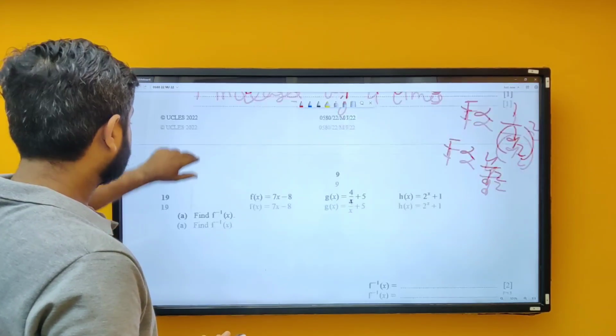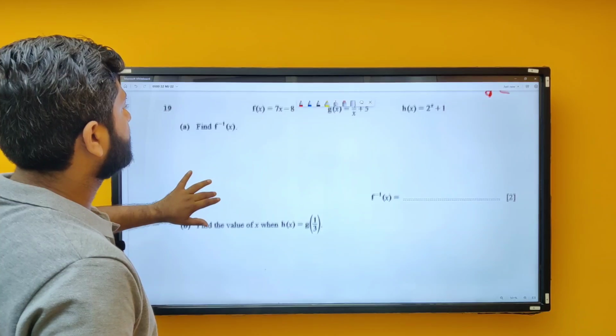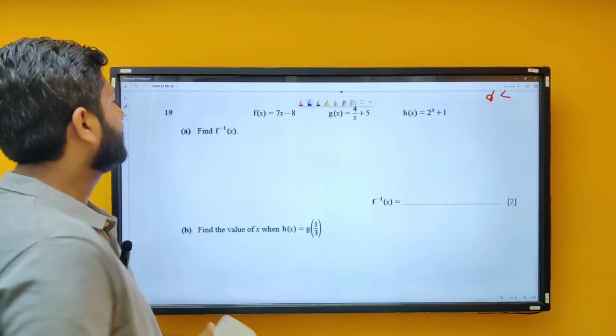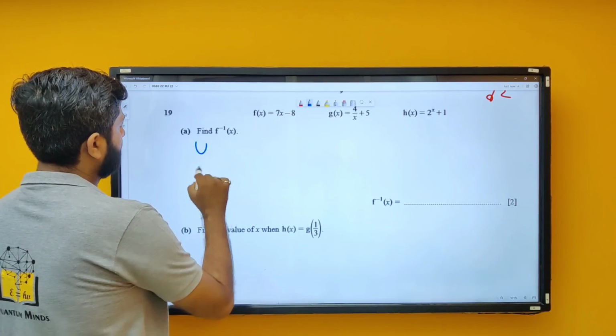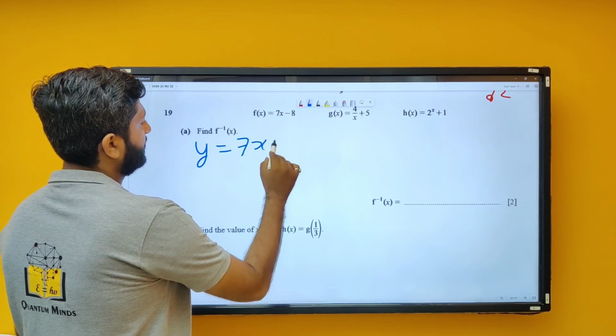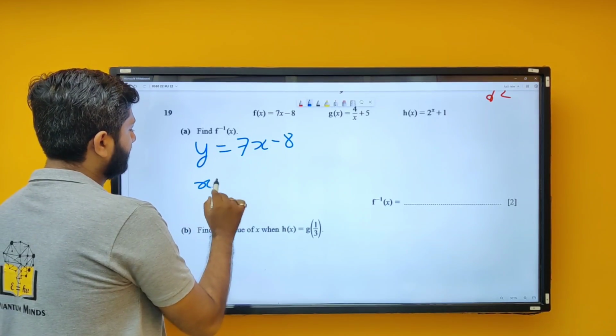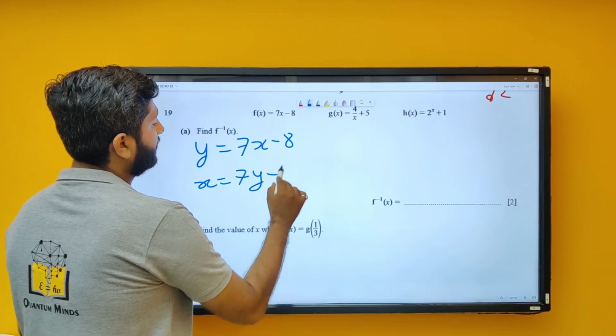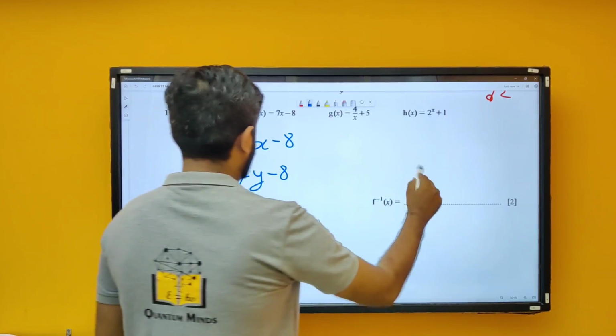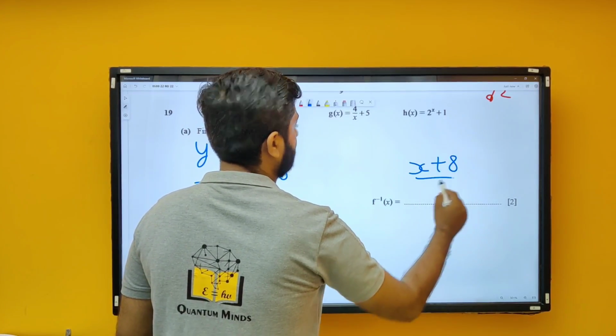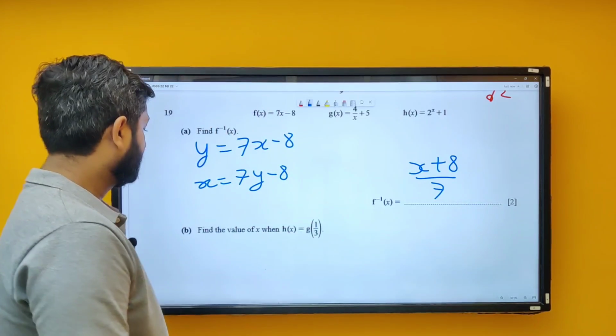Next question. You have f of x is equal to 7x minus 8. Find f inverse of x. So I'll write y is equal to 7x minus 8. Let me swap x and y and then make y the subject. So I have x plus 8 by 7.